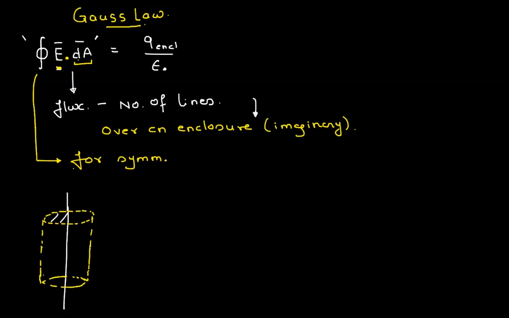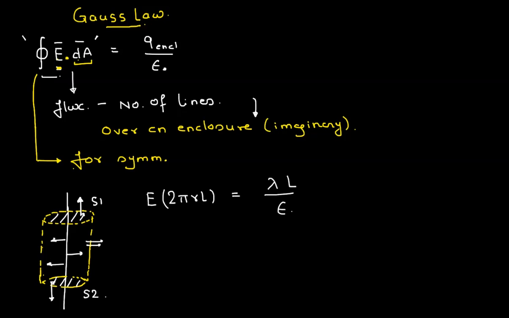Now, if it is an enclosure, you'll have two surfaces, one up and one bottom. So over here, electric field direction is outwards like that. Over there also like this. So because of this, the angle between electric field and area is 90 degrees on the upper surface and on the lower surface. And on the lateral surface, the angle is zero. So when you take this integral, you will have E into 2 pi r l on the left hand side, and charge enclosed is lambda into l divided by epsilon naught. So from here, you can get the value of electric field easily.